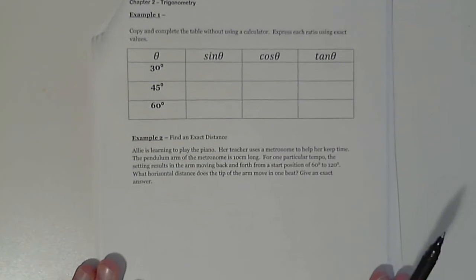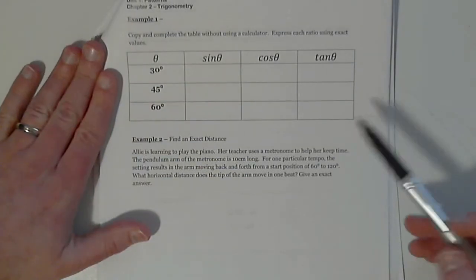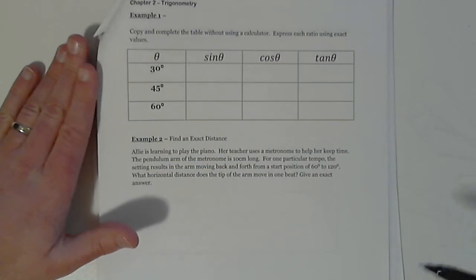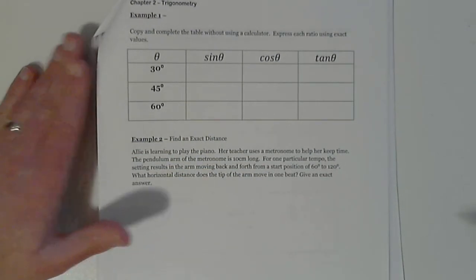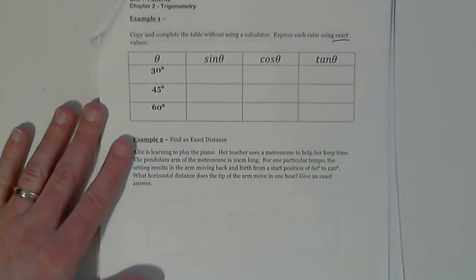Copy and complete this table without using a calculator. Calculators can only give you decimals, and as we saw, all those expressions with roots would give you decimals that go on forever. So that's why we're calling these the exact values. Every time we say I want an exact value, you need to think your special triangles.